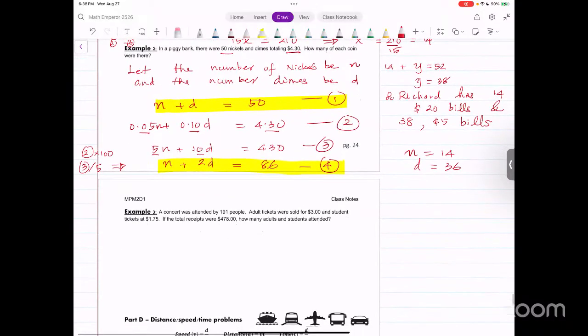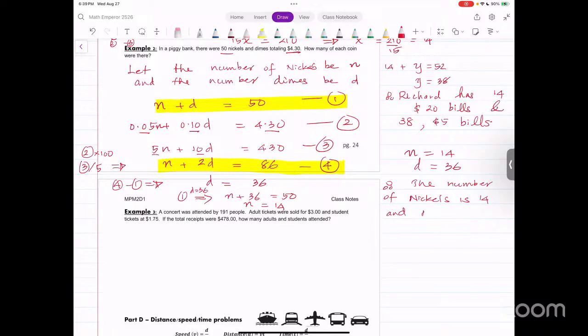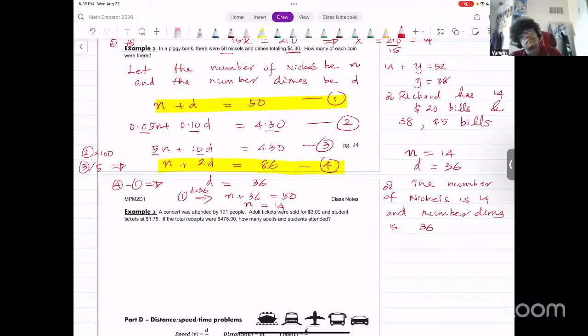So equation 1, I can do 4 minus 1 easily. So that's D, 36. Then from equation number 1, if I use D equal to 36, n plus 36 is equal to 50, n is equal to 14. So therefore, the number of nickels is 14. Are you guys following that? Yes. All right.